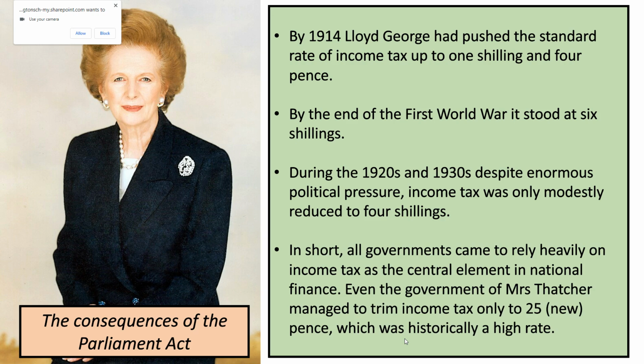Basically, what you need to take from this is that governments moved towards heavily relying on direct income tax. So even the government of Thatcher in the late 1970s and 1980s only reduces income tax to a modest 25p, which is a historically incredibly high rate. So after the People's Budget, and after the First World War, we really see the government relying heavily on income tax and direct taxation. And obviously that's not changed. Today's government is still heavily reliant on direct taxation.